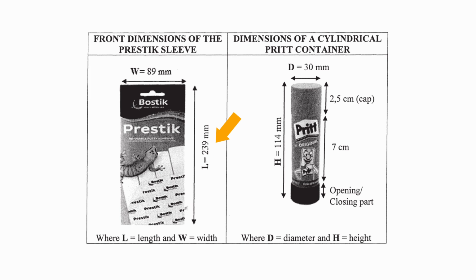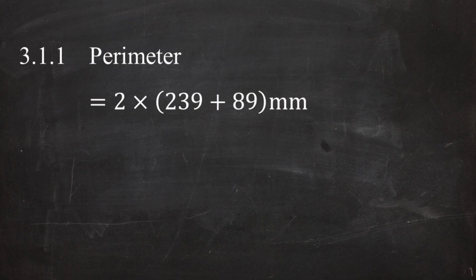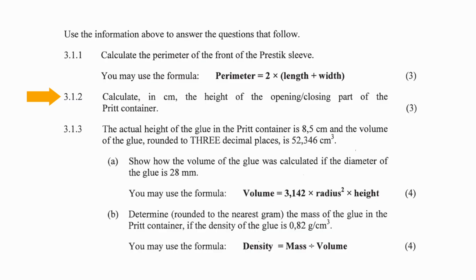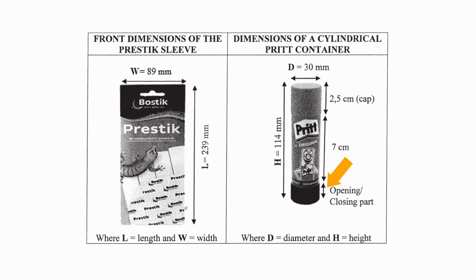Substituting the length of 239 mm and the width of 89 mm into the formula will give us the perimeter of 656 mm. In question 3.1.2, you are instructed to calculate in centimeters the height of the opening or closing part of the Prit container.